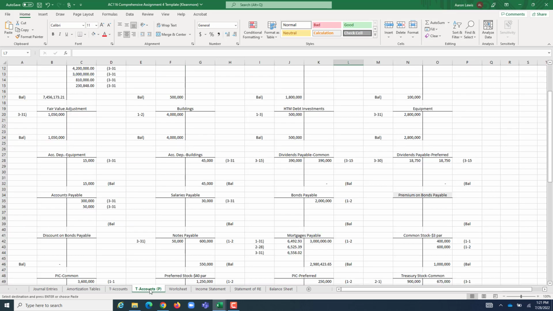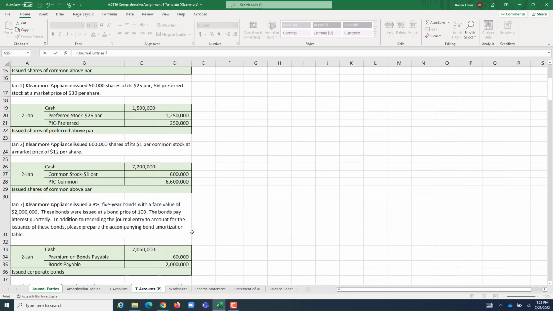So if I go back to my T's, I can bring that $60,000 credit over by hitting enter in the spot I want to put it, going back to the journals and clicking that $60,000.